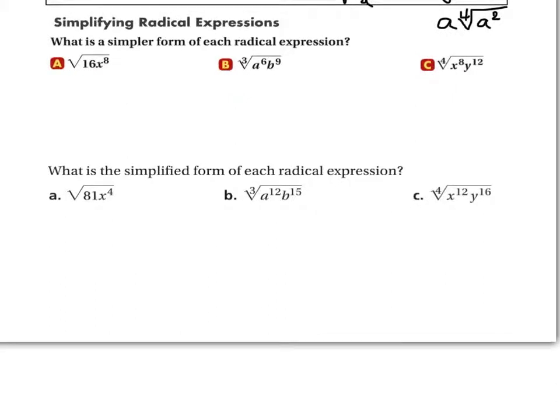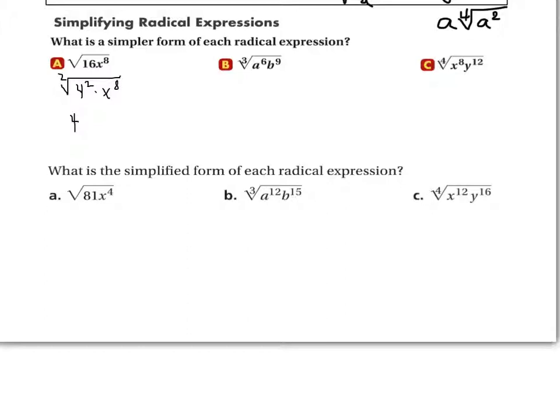So we've got the square root of 16x to the 8th power, and the directions say, what is a simpler form of each radical expression? First thing I want to do here is break down the number underneath the square root to a power of 2. So really this is 4 squared times x to the 8th. Remember, there's a 2 up here, so for every 2 with the root, it's going to cancel out. So I take 2 divided by 2. 2 goes in there evenly, so my 4 is going to be outside the square root. The square and the square cancel.